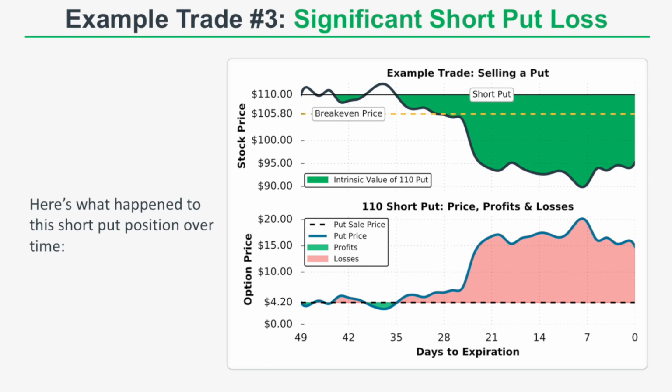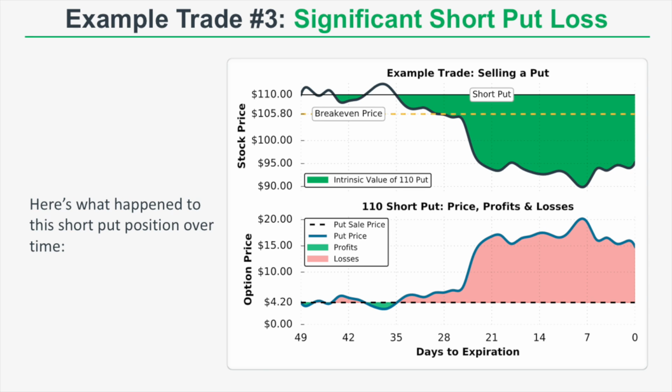So when that happened, we can see that the stock price was well below the short put's break-even price of 105.80, and at the lowest point the stock price reached $90, which means that short put was worth at least $20. So this is a big loss when selling a put because we sold it for $4.20 and it actually reached a value of $20 at the lowest point. So the short put's value actually increased by 5x. So this is just an example of how you can actually lose a lot of money when selling puts, but the loss potential is actually less than buying 100 shares of stock at the beginning of the period anyways.